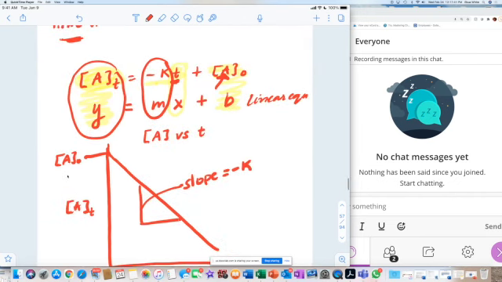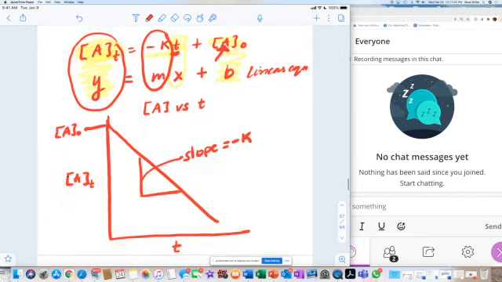So based on this equation, based on this point slope form, I'm able to sketch a graph that is consistent with this. I don't know the actual numbers. I just know the relationship between the parts in the graph. Okay?